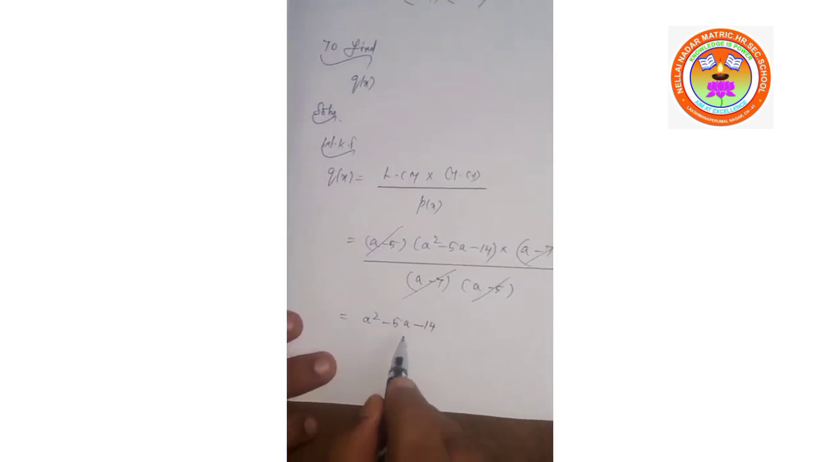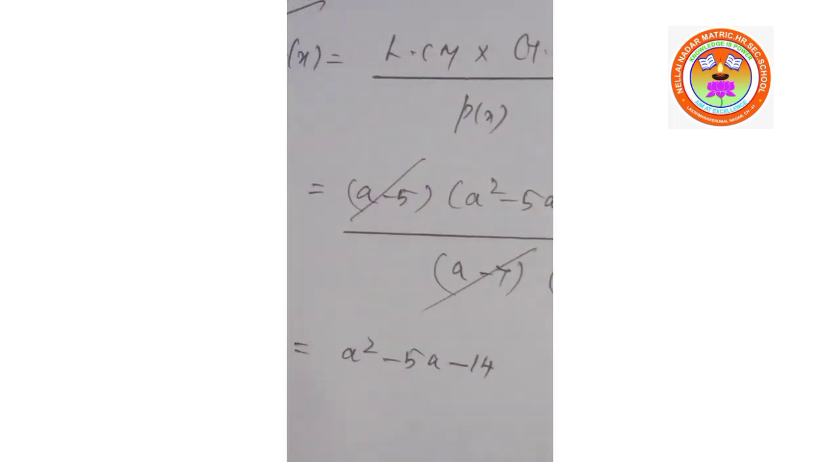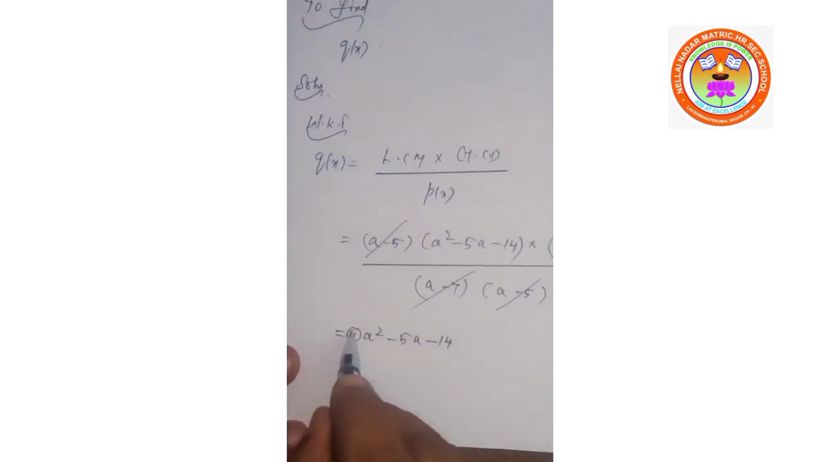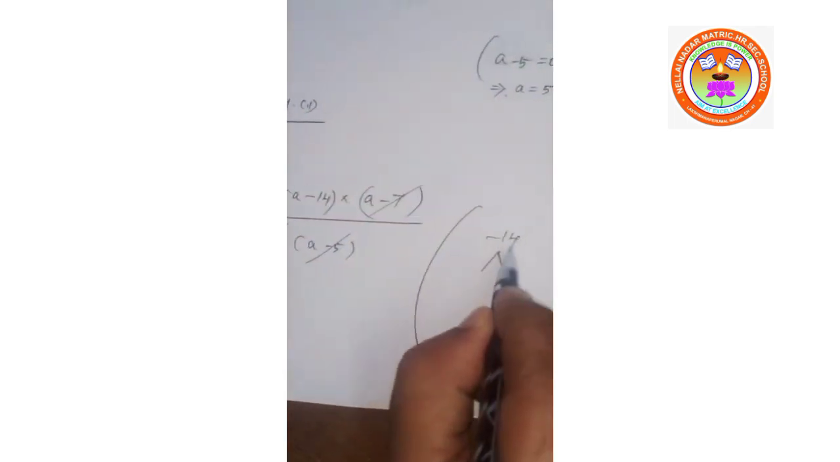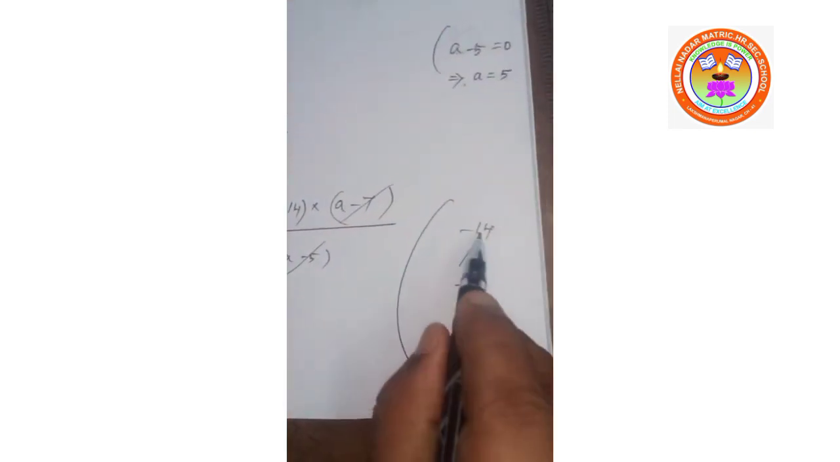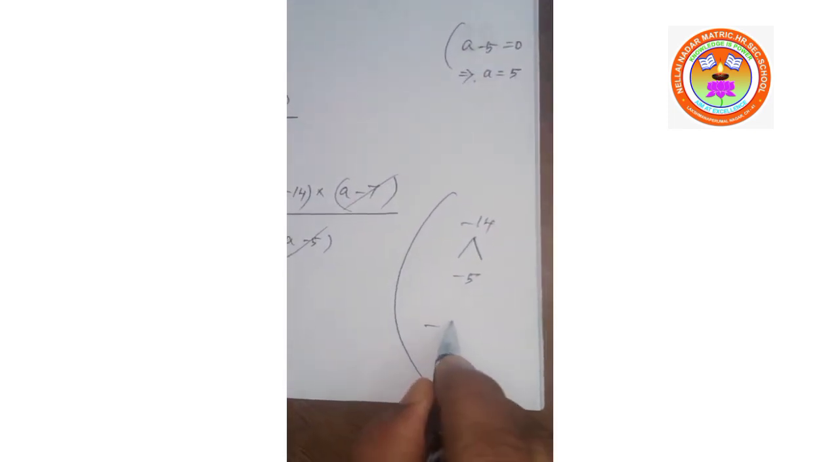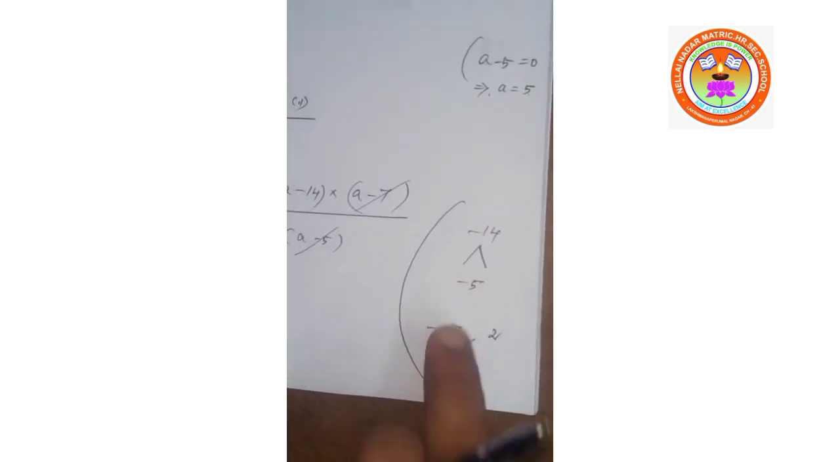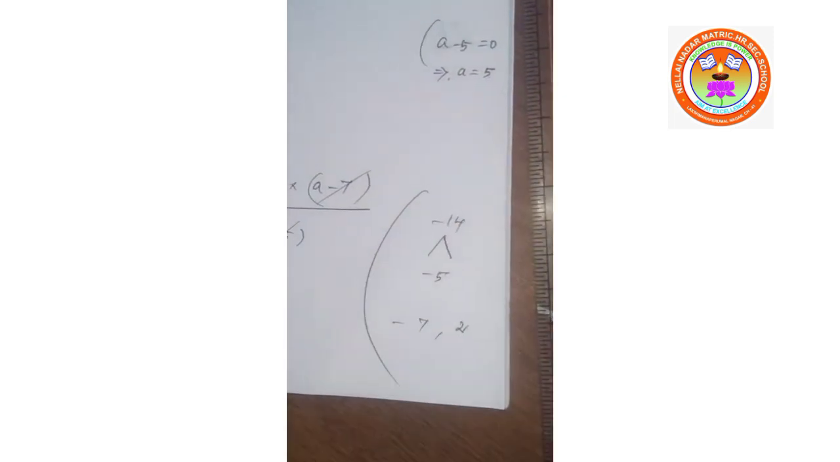Even if you factorize this polynomial, that is also correct. How to factorize? That is very easy. You know how to do it. The coefficient of a squared is 1. 1 into minus 14 is minus 14. The coefficient of a is minus 5. Product minus 14, sum minus 5. The two numbers are minus 7 and 2, correct? Minus 7 plus 2 is equal to minus 5. Minus 7 into 2 is equal to minus 14.